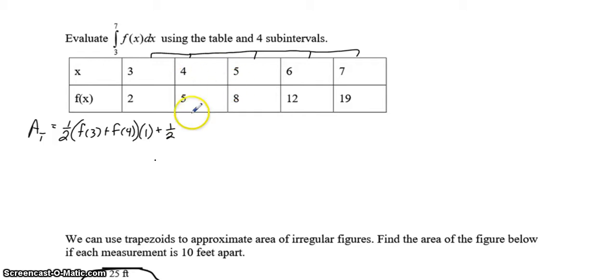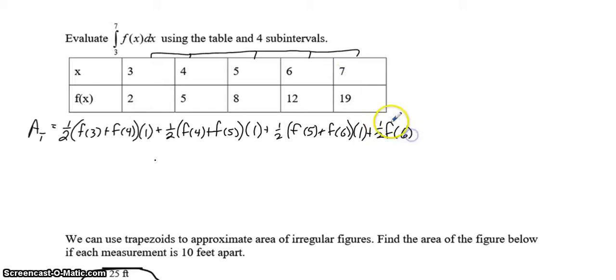Then the second one. So what is f of 4 and f of 5 are our bases times our height. 1/2 times sum of the bases, so f of 5 plus f of 6 times delta x, which is our height of the trapezoid, and finally the last one between 6 and 7. Now there is a method to this madness here, which, gotta make sure I put that parentheses there. So sum of the bases times the height.